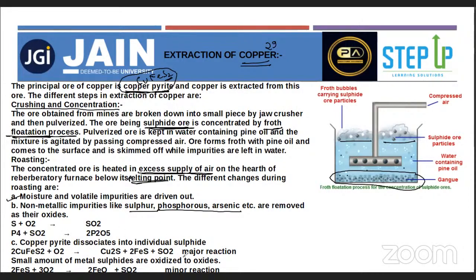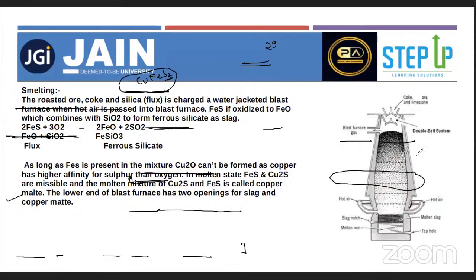You have also written a major reaction. So we have copper pyrites here. In presence of oxygen, we dissociate it into Cu2S, 2FeS plus S. This is the major reaction. A small amount of metal sulfides are oxidized to oxides also. So FeS is being oxidized. Okay, so next we go to smelting.